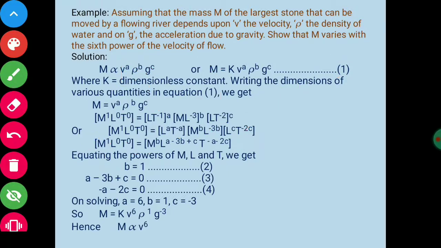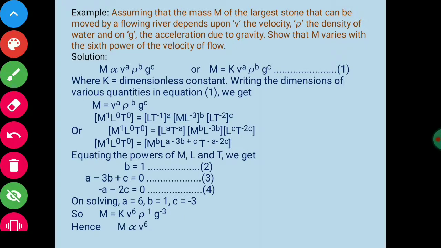Now see, first M. On that side only a single M is there, so no problem, we can simply write M raised to power b. Now see there, L we have 3 times: L raised to power a, L raised to power minus 3b and L raised to power c. So we are simply adding all these 3 powers, so it becomes a minus 3b plus c. And T, how many times T? 1 time and 2 time. So we are simply adding these 2 powers also, which is minus a minus 2c.